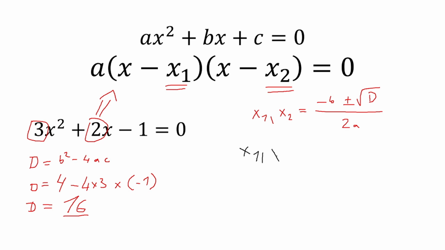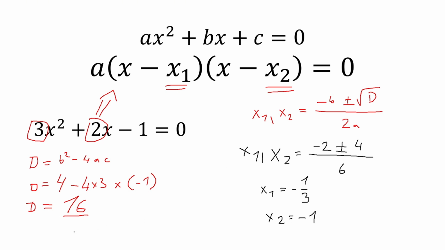So x1 and x2 would be equal to negative b, which is minus 2, plus minus the square root of 16, which is 4, over 6, because it's 2 times a, and a is 3. So that means that x1 would be equal to negative 2 plus 4, which is 2 over 6, which would be equal to 1/3. And x2 would be equal to negative 2 minus 4, which is negative 6. Negative 6 divided by 6 is equal to negative 1. So these are our two solutions.